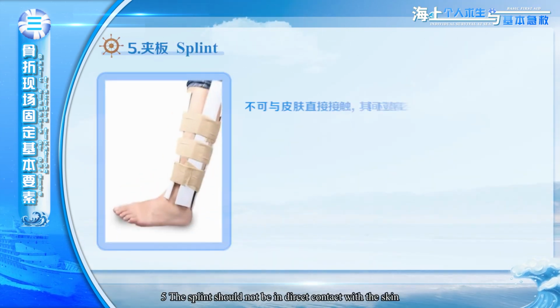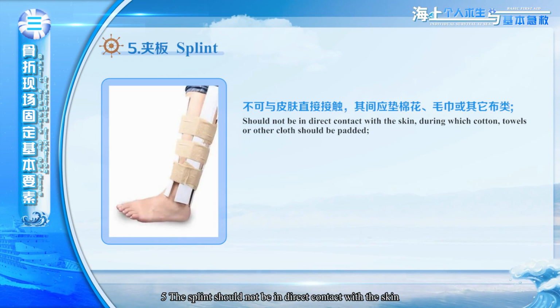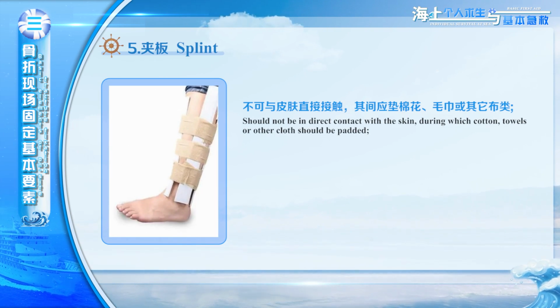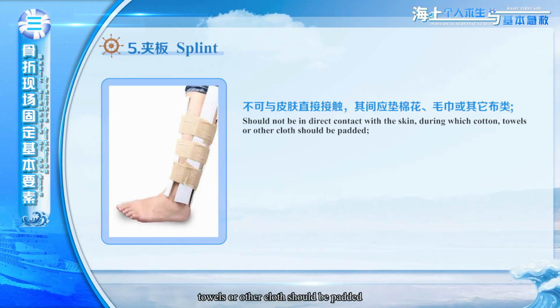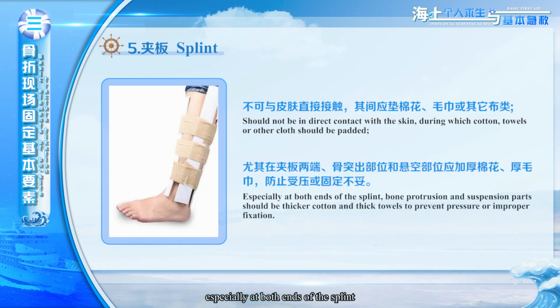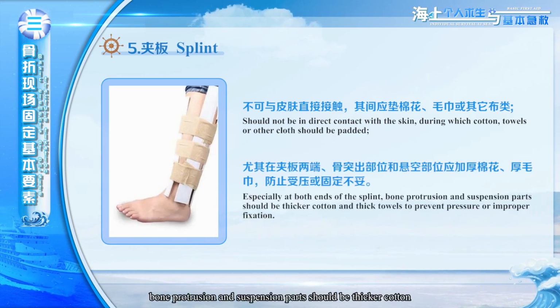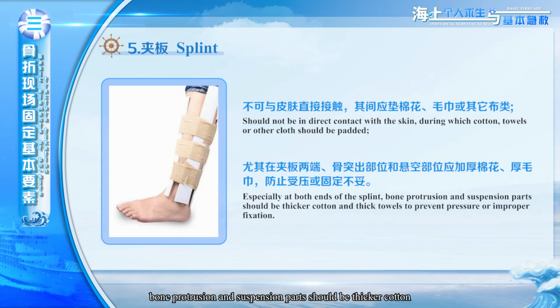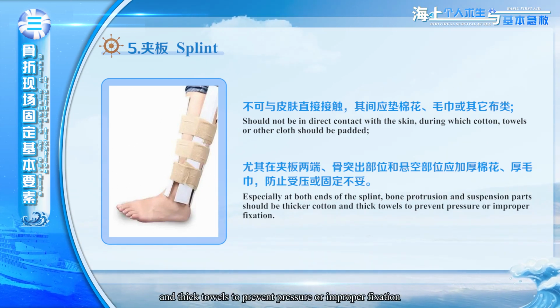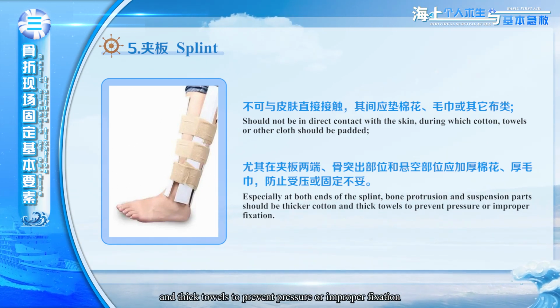5. The splint should not be in direct contact with the skin. Cotton, towels or other cloth should be padded, especially at both ends of the splint. Bone protrusion and suspension parts should have thicker cotton and thick towels to prevent pressure or improper fixation.